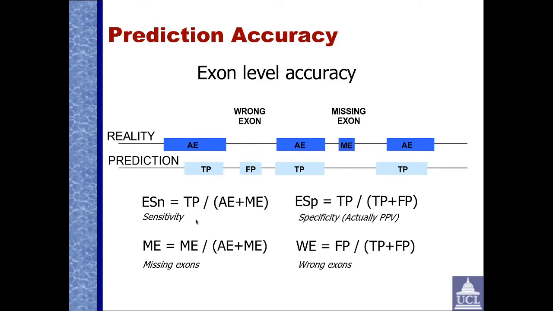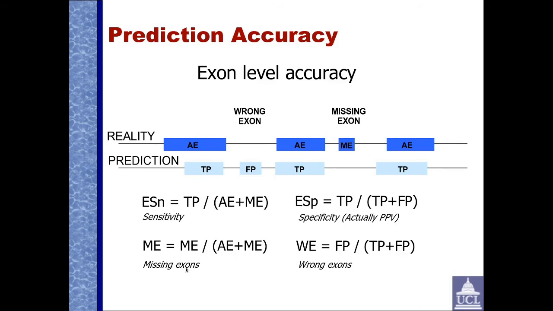So from these we can calculate a sensitivity. This is the exon level sensitivity, which is the number of true positives divided by the actual exons plus the missing exons. Again, we have an exon level specificity, actually in technical terms a positive predictive value, which is the number of true positive exons divided by the true positive exons plus the false positive exons.